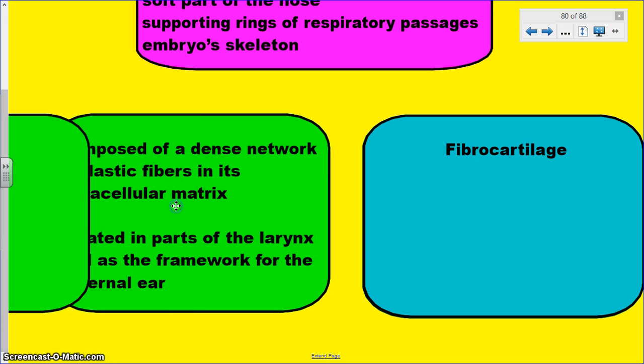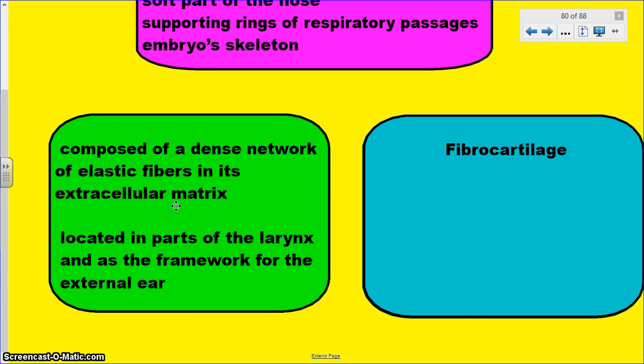Elastic cartilage is composed of a dense network of elastic fibers in its extracellular matrix. It's also part of your larynx. That's your voice box. It also is in your ear. The part of your ear that you can feel outside of your head consists of this elastic cartilage.